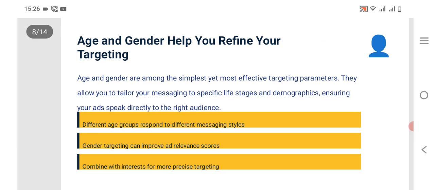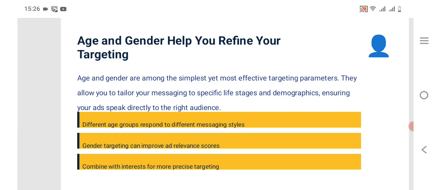Now, age and gender help you define your targeting. I have mentioned it before. Age and gender are among the simplest yet most effective targeting parameters. They allow you to tailor your messaging to specific life stages and demographics, ensuring your ads speak directly to them. If you don't define your age audience, Facebook will be showing your ads to everyone on Facebook. But if you define who exactly you are targeting, Facebook will show your ads only to people in that age range. Different age groups respond to different messaging styles, as you can see. The way someone at 18 years will respond is not the same way someone at 30 years will respond.